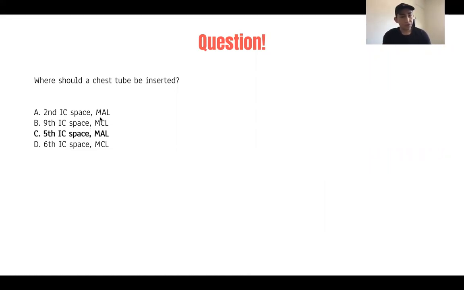The reason it's not the second intercostal space is because you perform a needle decompression of a tension pneumothorax at the second intercostal space, but you don't actually put in a chest tube. It's actually at the fifth intercostal space where you put in the chest tube for something like a pneumothorax.